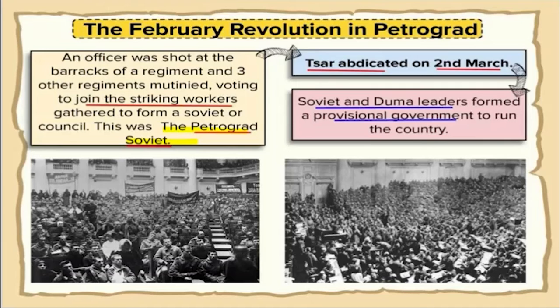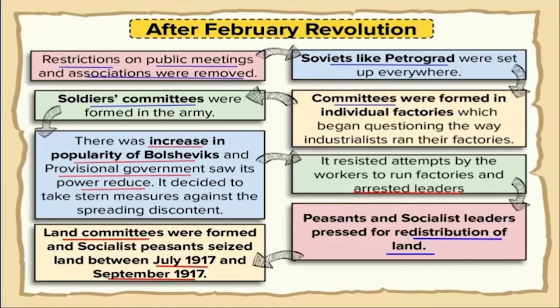Now, what was the aftermath of the February Revolution? All the restrictions which were kept by Tsar Nicholas, that public meetings shouldn't be held and associations and public groups you cannot make, all such useless restrictions were removed. Now, public Soviets like the Petrograd Soviet were set up everywhere. People could see social groups in every corner of the place.